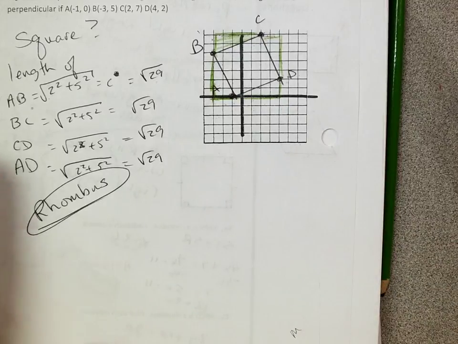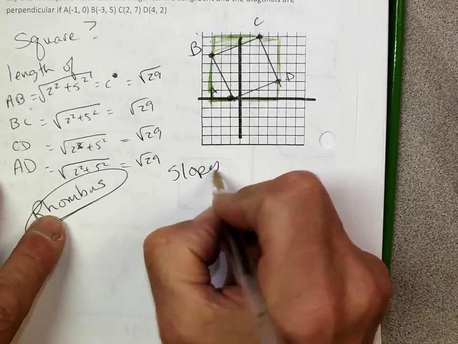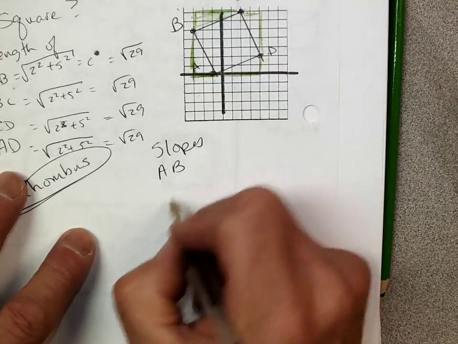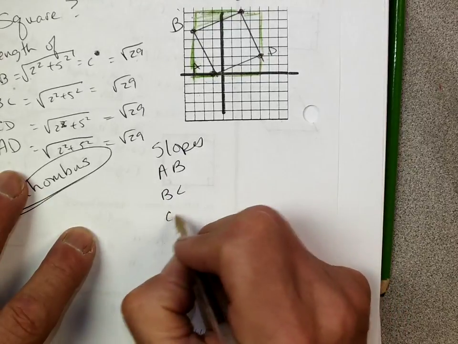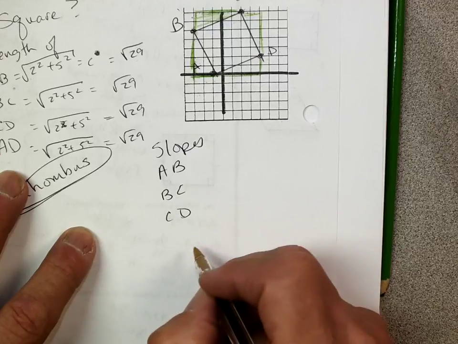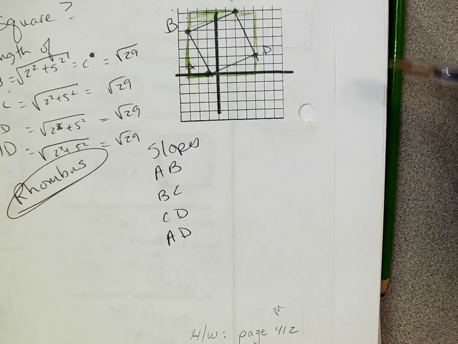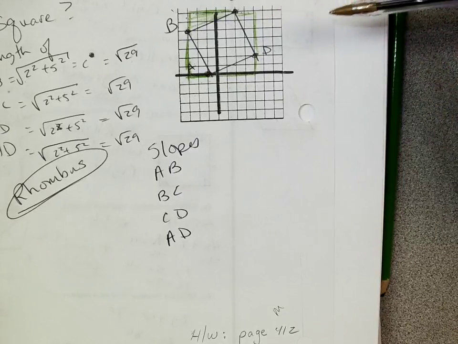So let's figure out the slopes. Okay, so what are the slopes of AB? What's the slope of BC? What's the slope of CD? What's the slope of AD? That's easy. We can count those, right? So the slope of AB. Let's count. Am I going too fast? Yeah. Okay. I'll slow down for a second, okay?